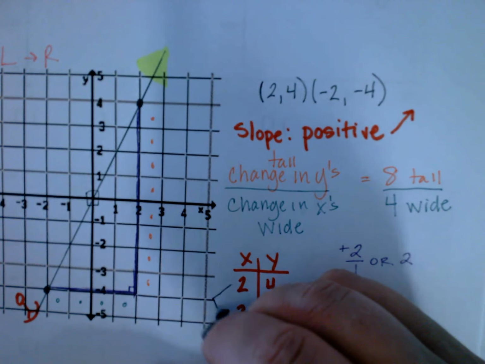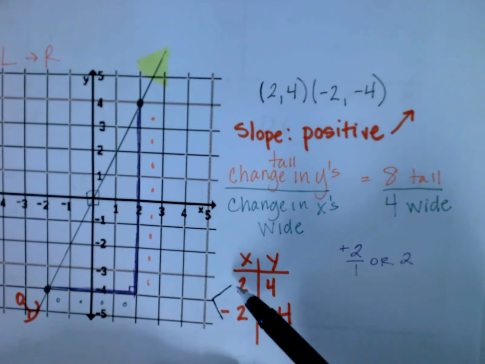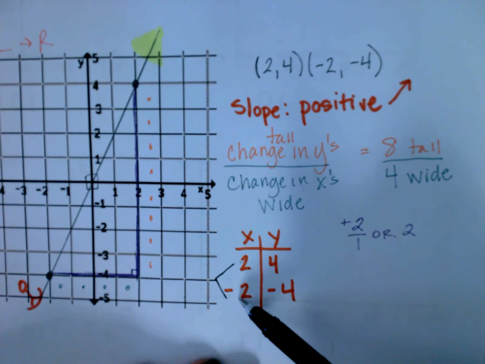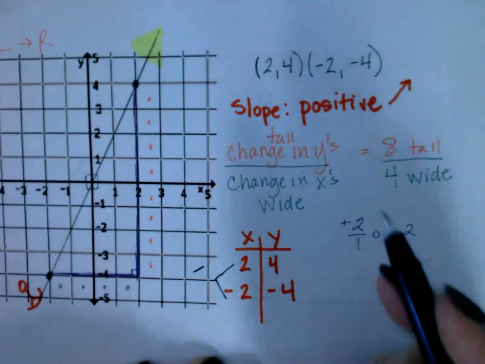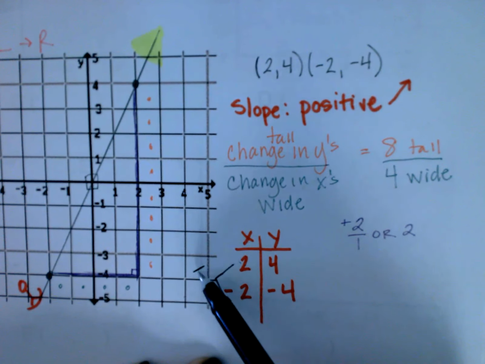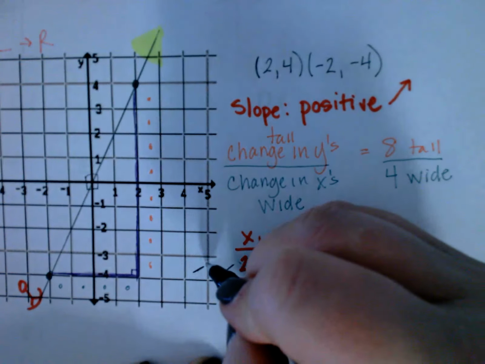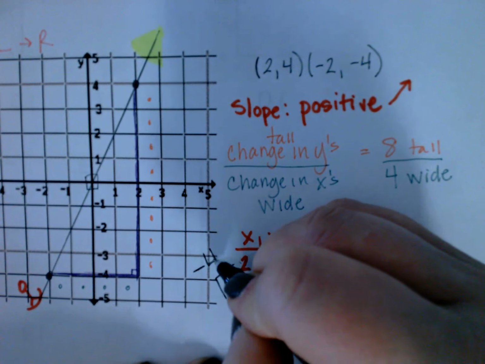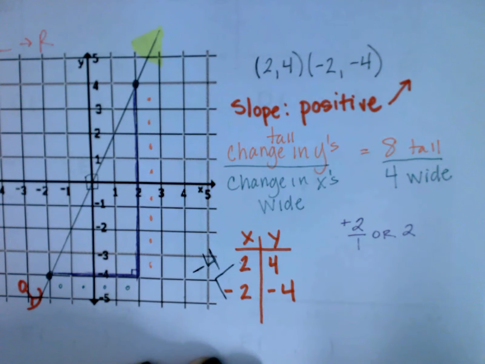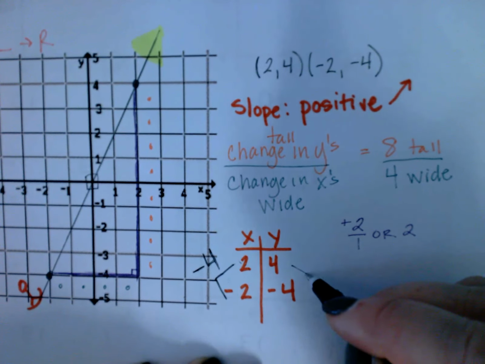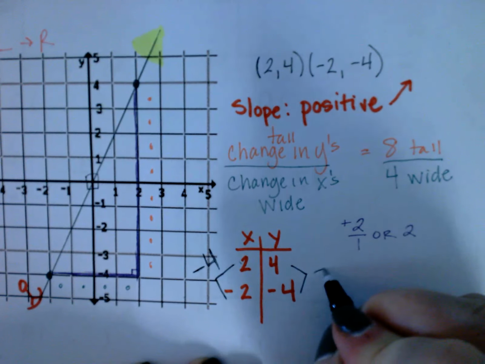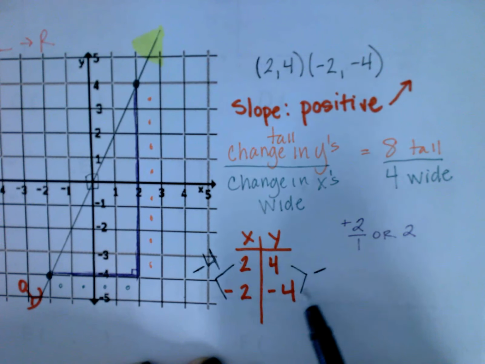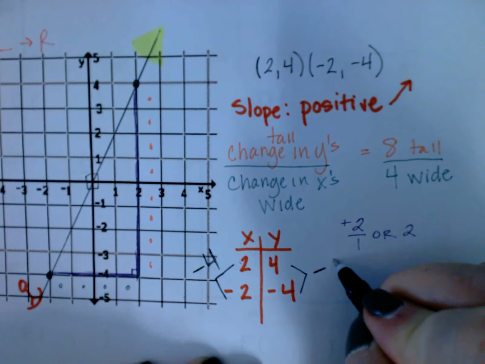To go from here to here, 2 to -2, the numbers are getting smaller, so I know it's subtraction. 2 minus what gets you -2? -4. Then I'll look at this one. 4 to -4 is negative, so I know 4 minus what gets you -4? -8.